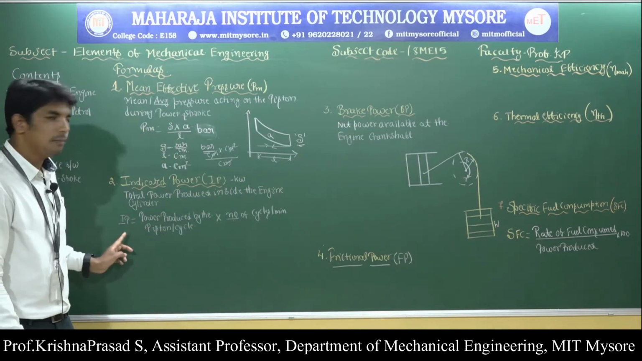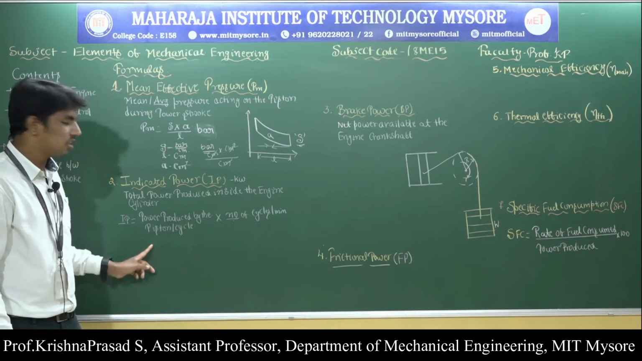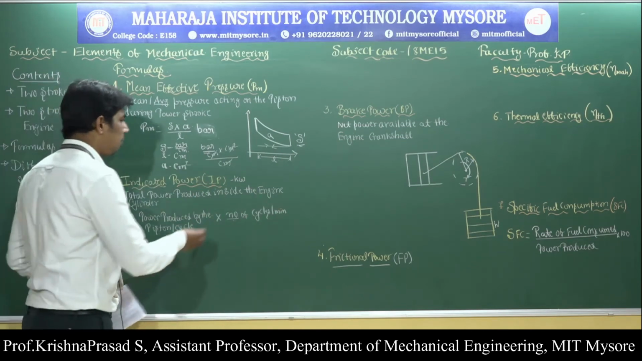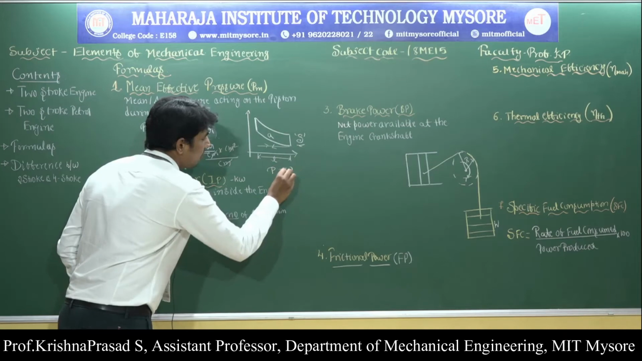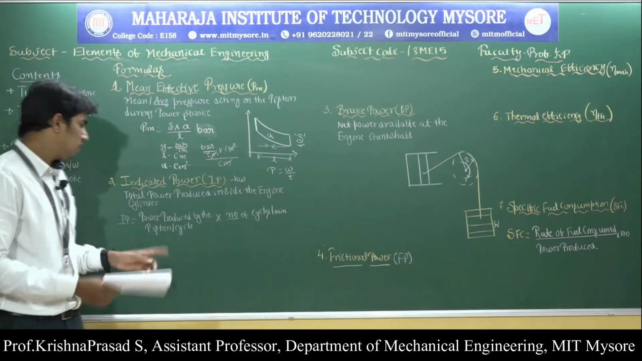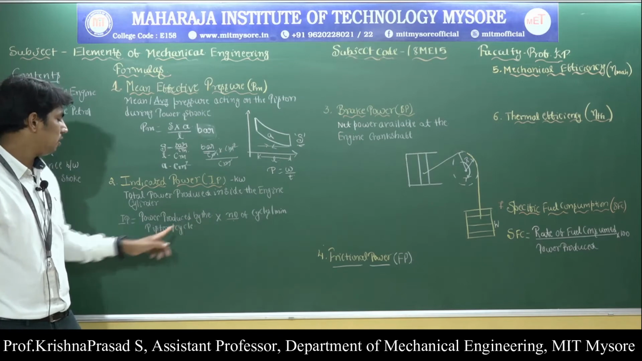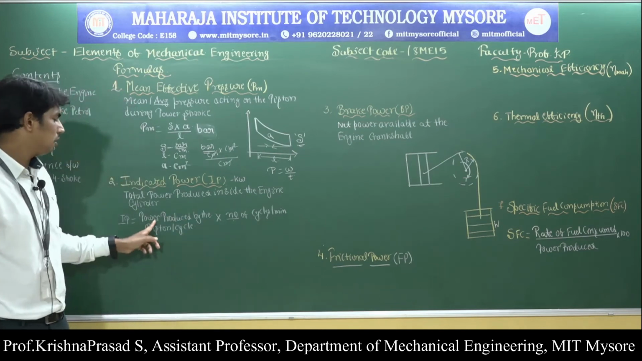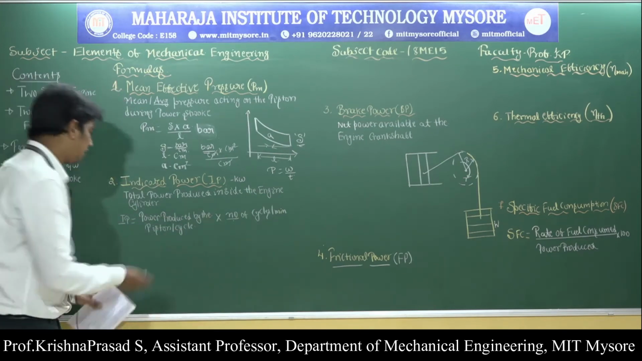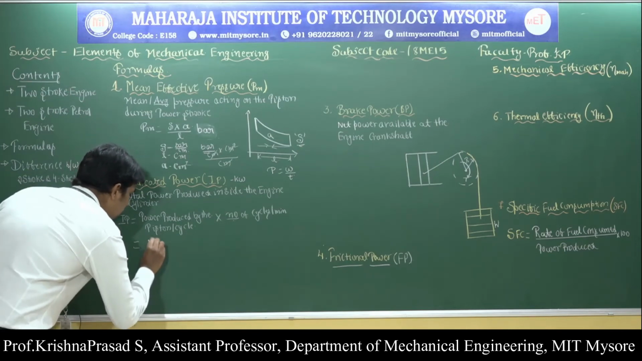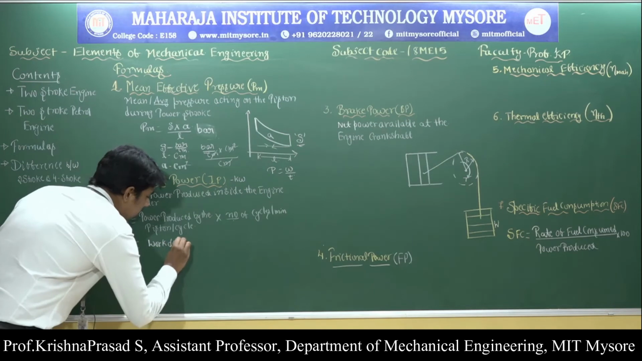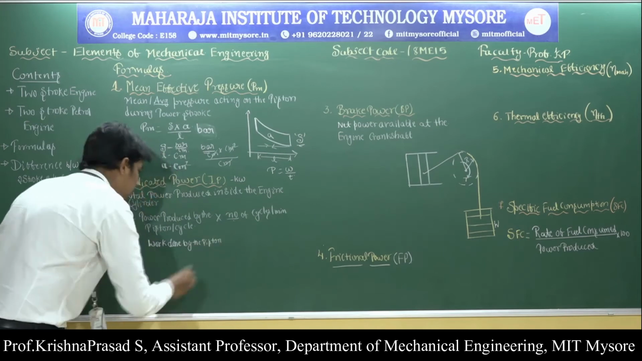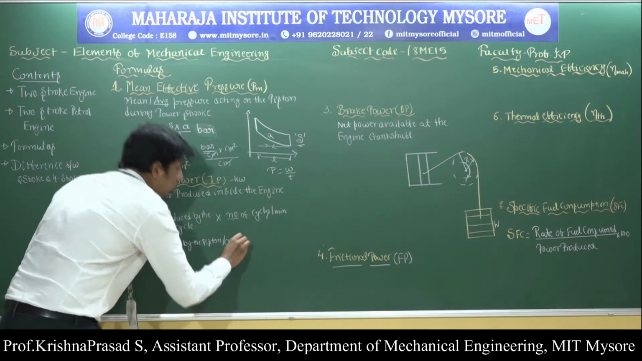Okay, so here IP is equal to power produced by the piston per cycle into number of cycles per minute. We all know what is meant by power. Power is nothing but work by time, right? That's why we have taken power produced by the piston per cycle into number of cycles per minute. Here power produced by the piston per cycle, I can write as work done by the piston per cycle.